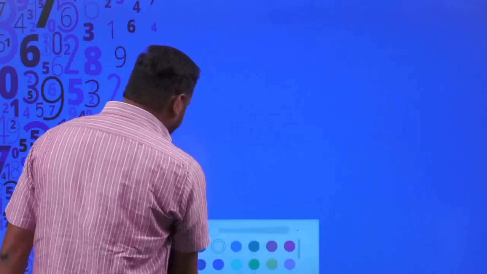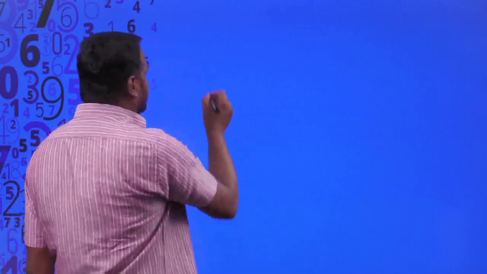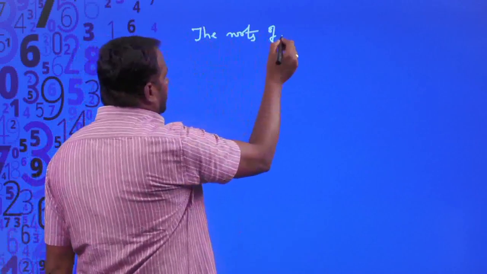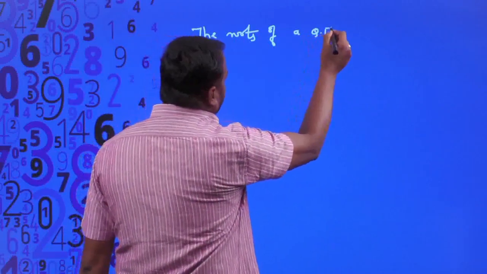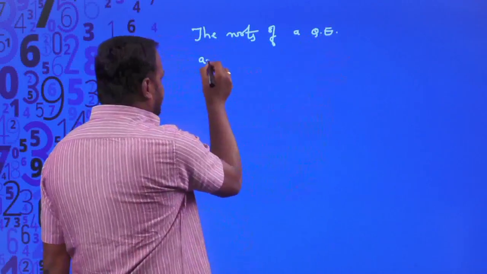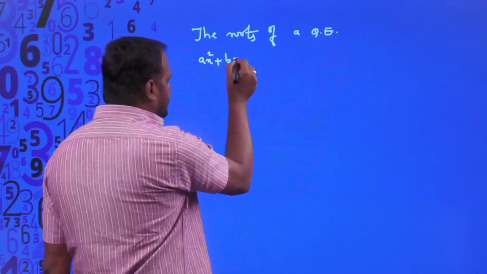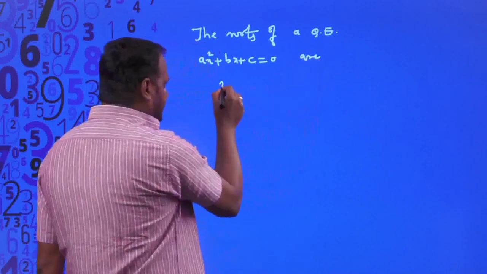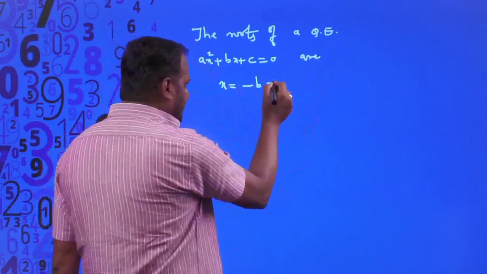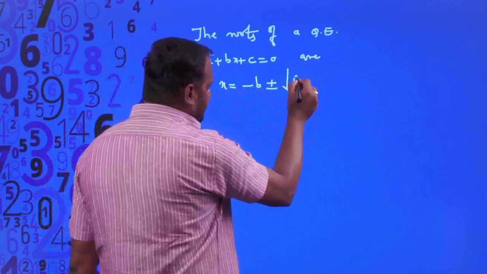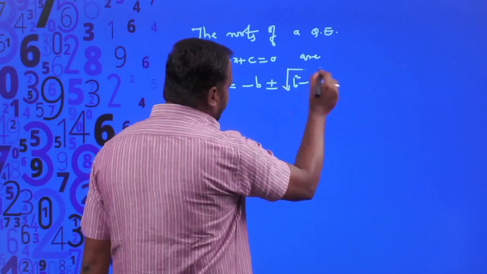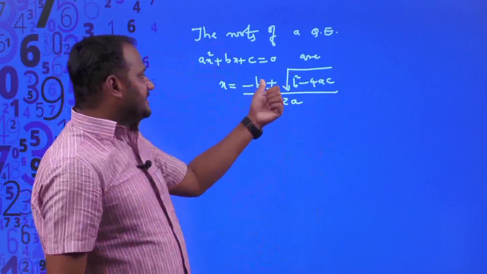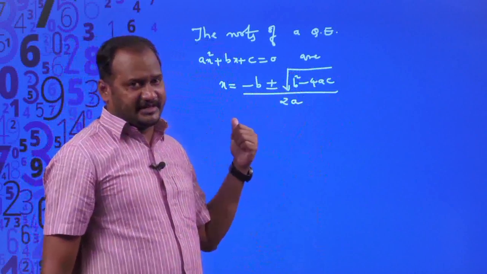So that is, the roots of the quadratic equation ax square plus bx plus c is equal to 0 are x is equal to minus b plus or minus square root b square minus 4ac, whole divided by 2a. See here, it is having minus b plus or minus root over b square minus 4ac by 2a.